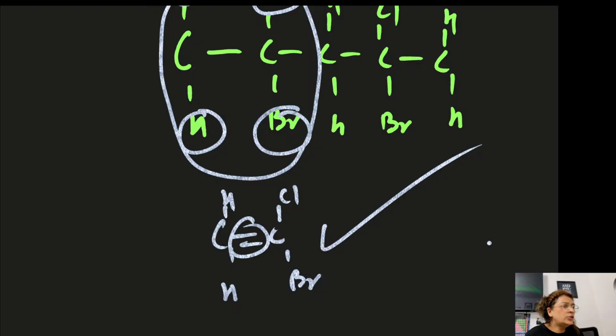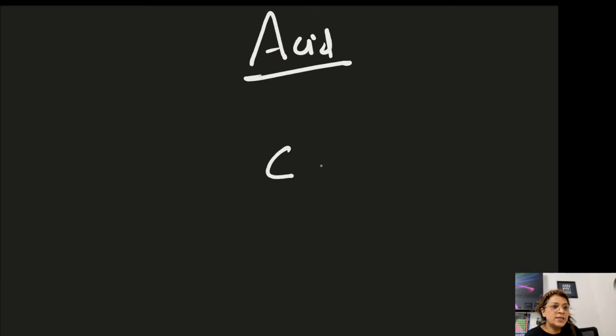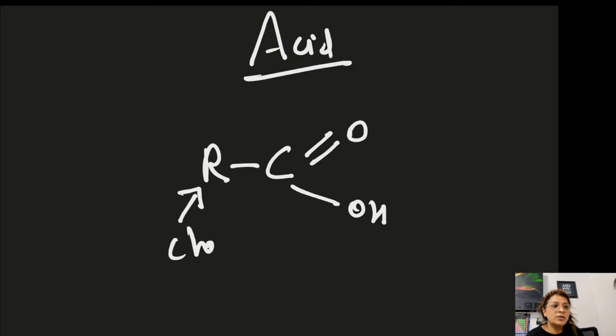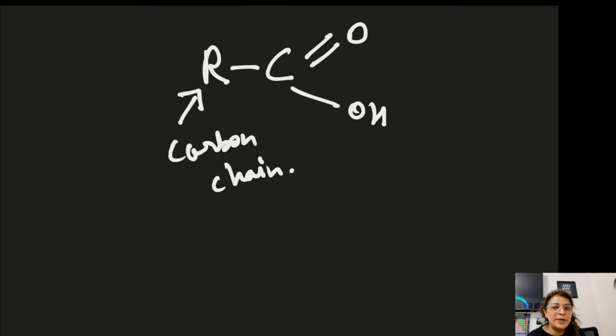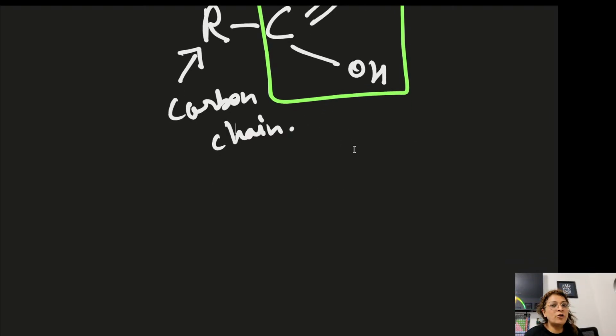How many of you know how to draw the functional group for acid? Acid functional group. Anybody knows? C, double bond O, OH. And here is R. R means a long chain of carbon. Very good, guys. You will be asked to write the displayed formula. So if you don't know this, please remember the displayed formula.